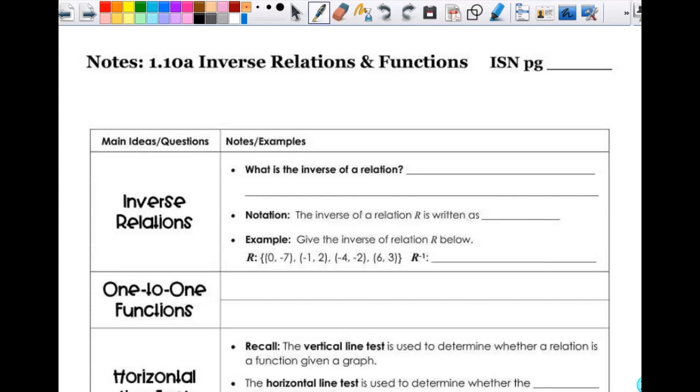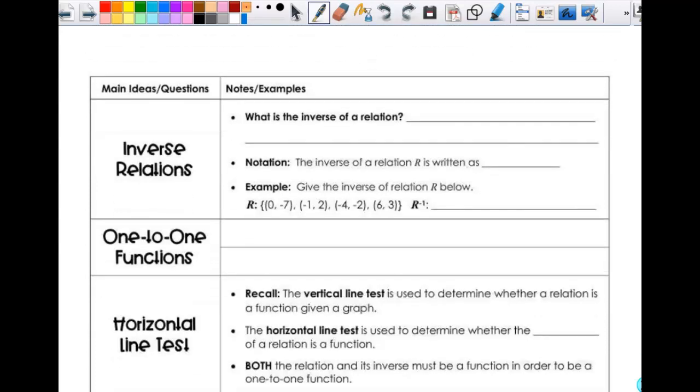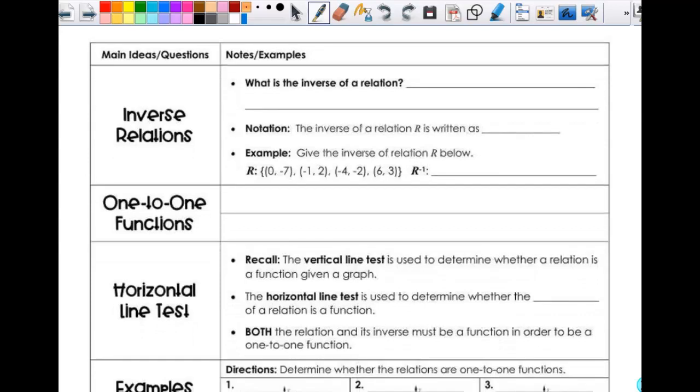All right, so today we're going to look at inverse relations and functions. Okay, so when we talk about inverses or inverse relations, not necessarily a function, but inverse relations, what is the inverse of a relation?